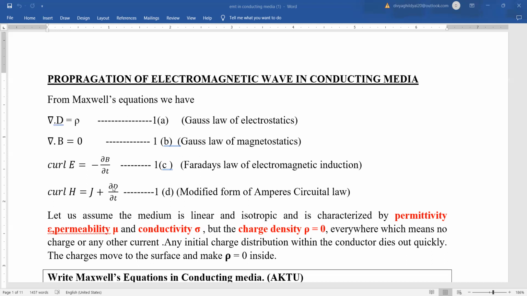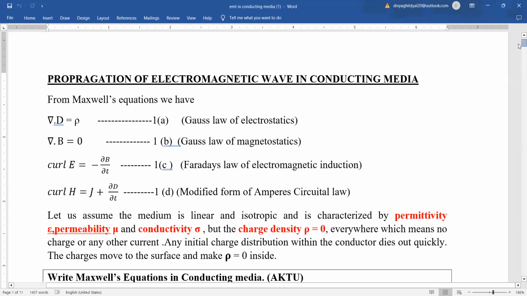From these four equations, the first two equations are independent in nature. We will be requiring the third and fourth equation in order to find an expression which shows us how electromagnetic waves propagate in a conducting media. So let us assume, conducting media can also be sea water, etc.